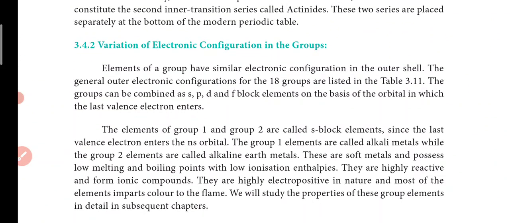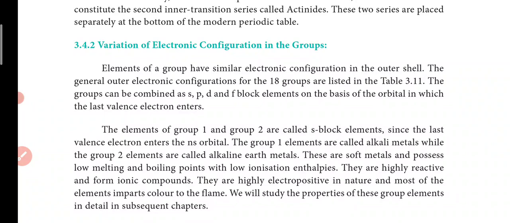Now depending upon the variation in the groups, we have seen the electronic configuration in groups period wise. Now look top to bottom. Electrons of a group have a similar electronic configuration in the outer shell. The general outer electronic configuration for the 18 groups is listed here. The groups can be combined as s, p, d and f block elements on the basis of the orbital in which the last valence electron enters.